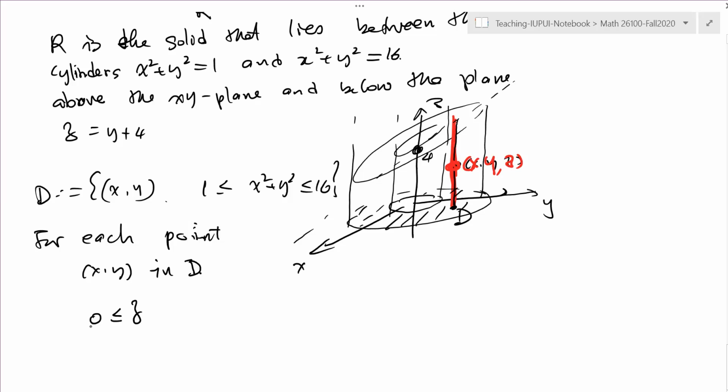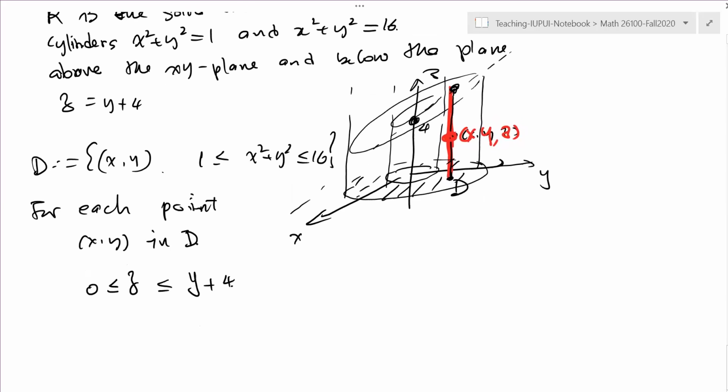So z is clearly above the XY plane, so z is greater than or equal to 0, but less than y plus 4, because the upper bound is controlled by the plane that cuts through the solid.